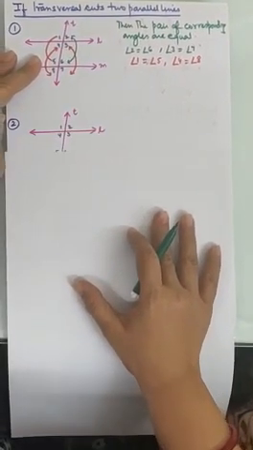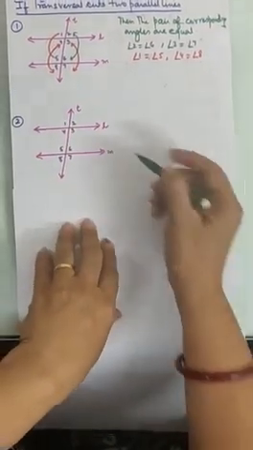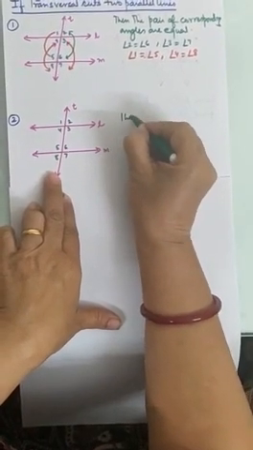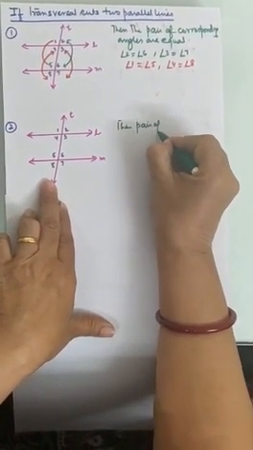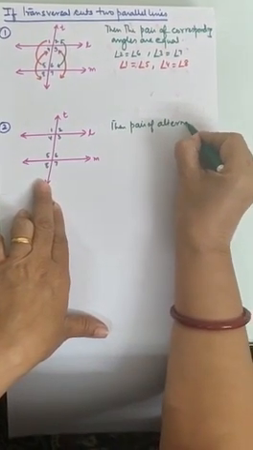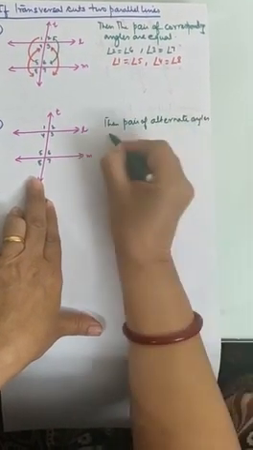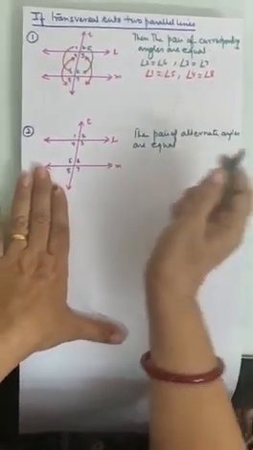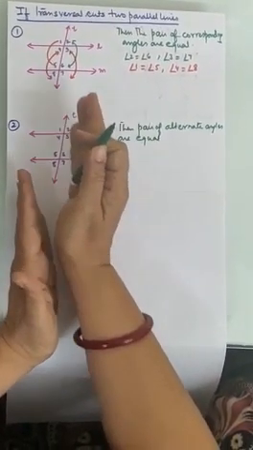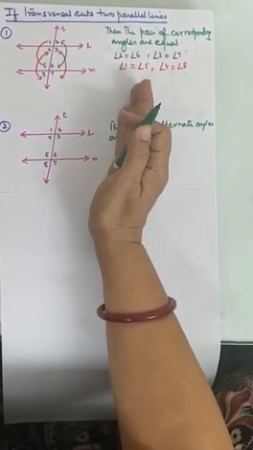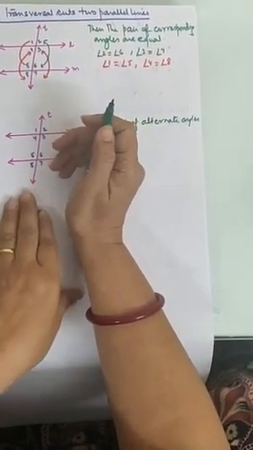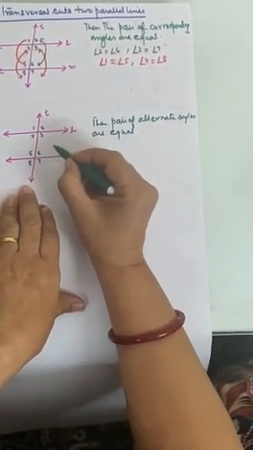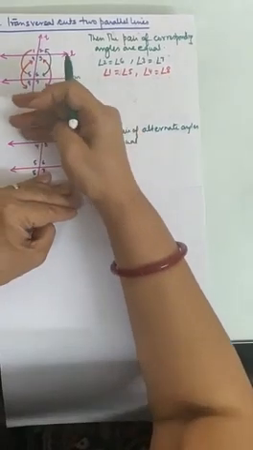Now we come to the second part. When two parallel lines are cut by the transversal, then the pair of alternate angles are equal. Now what are alternate angles? They lie on the opposite side of the transversal. Means if one angle is this side, the other is this side. The second point is, either both are interior angles among these two, or both are exterior angles among these.